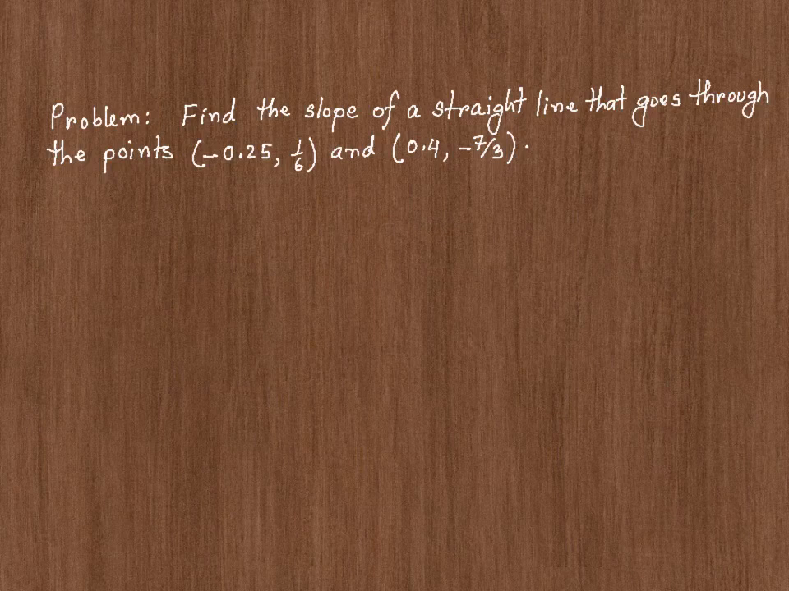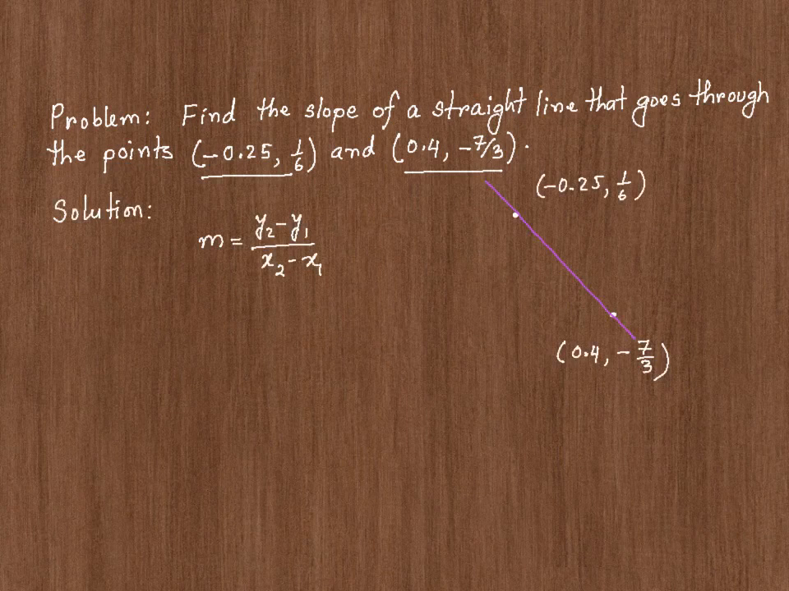In this video, we are going to find the slope of a straight line that goes through this point and this point. We are going to use the slope formula, which is m is equal to y2 minus y1 divided by x2 minus x1. I have labeled the points here on a straight line. This is a sketch. Now we are going to plug these points into the formula and simplify to find the slope.